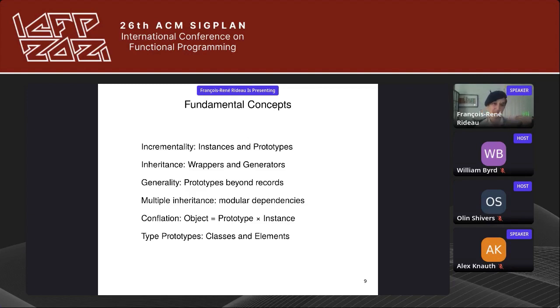We'll also discuss in the paper the generality, that this notion of instances and prototypes applies to many things beyond records, where a record is a mapping from, say, labels to values. Well, we can do much better than that. Object orientation, or at least the prototypes, is much more general than that. I want to also discuss a key concept that most people miss when they discuss object orientation, which is what I call the conflation between prototype and instance. And at the end, we'll discuss types and classes and things like that.